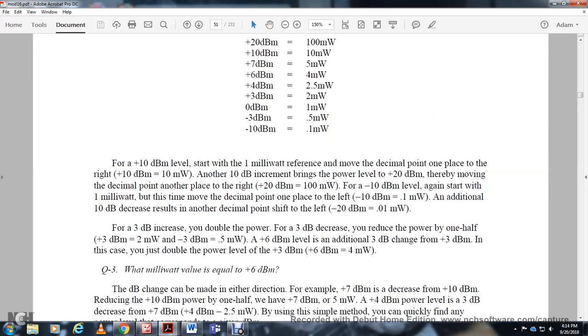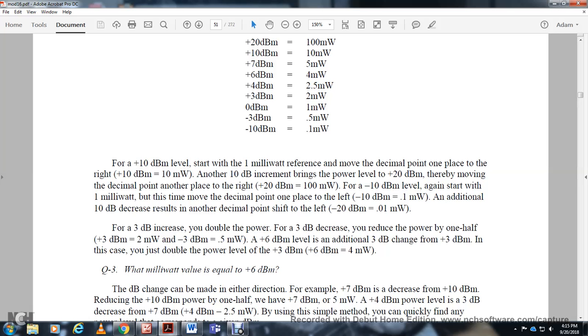Alright, for positive 10 decibel milliwatts, start with the 1 milliwatt reference and move the decimal point 1 place to the right, so 10 decibel milliwatts is 10 milliwatts. Another 10 decibels increments the power level again, so 20 decibel milliwatts means you move the decimal point another place to the right, which gives you 100 milliwatts. For negative 10 decibel milliwatts, again start with 1 milliwatt, and this time move the decimal point 1 place to the left to get one tenth of a milliwatt. Another 10 decibels shifts the decimal point again to the left, so negative 20 decibel milliwatts is one hundredth of a milliwatt.